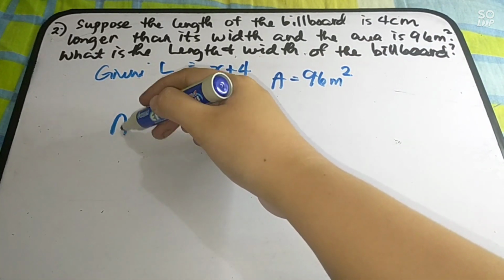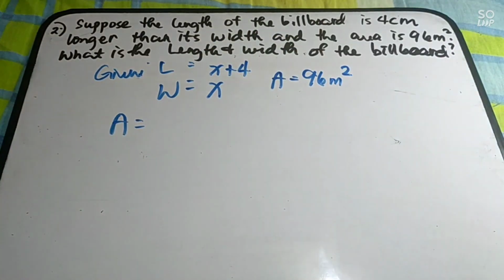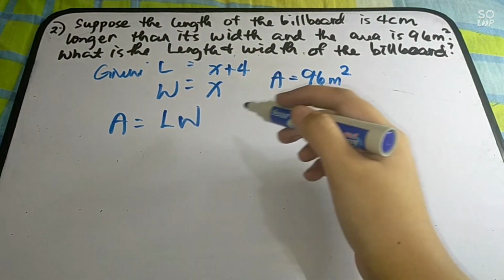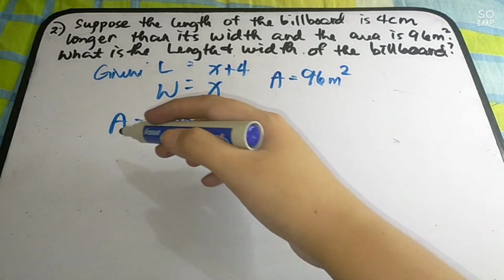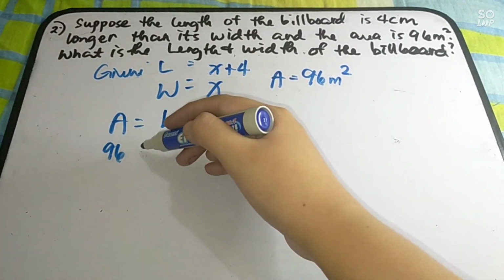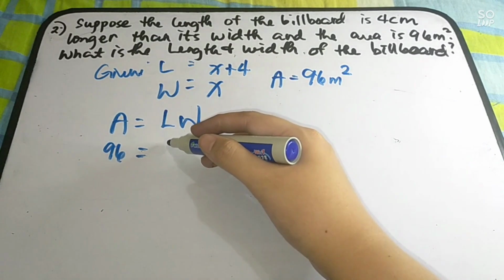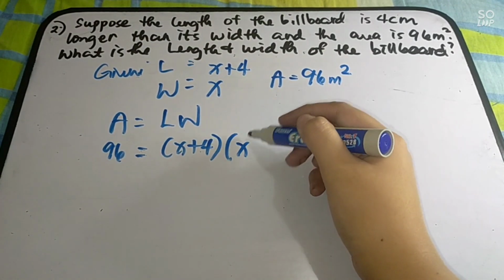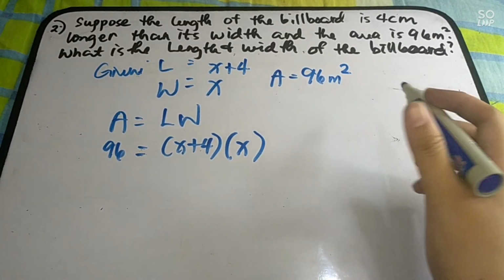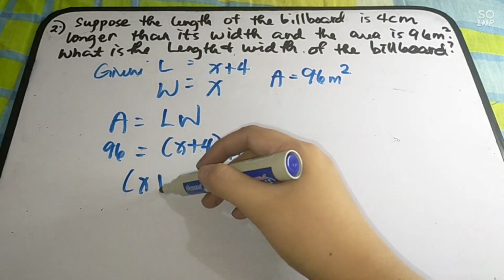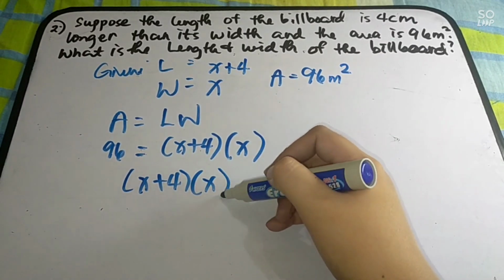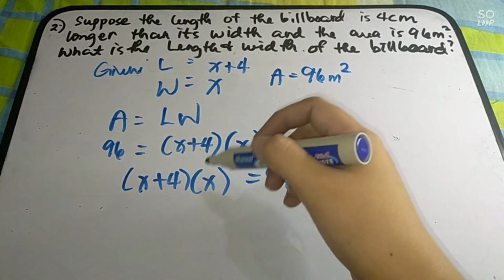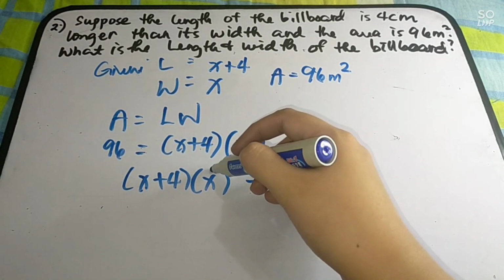Now, your formula for the area of the rectangle, we have here length times the width. So, you are going to substitute. Your area 96 is equal to your length, x plus 4, multiplied by the width, which is x. Pwede nating pagpaliktadin: x plus 4 times x is equal to 96. O, para hindi kayo malilito, since we have your working formula, simplify lang natin.